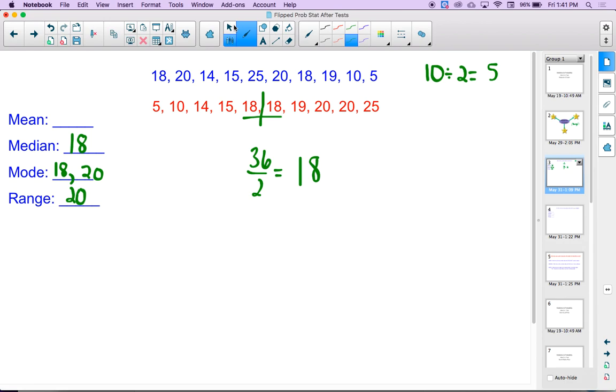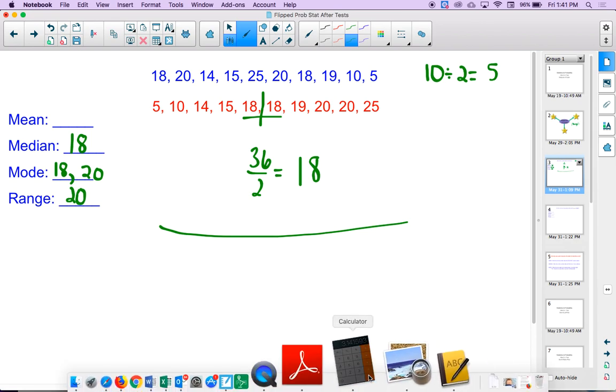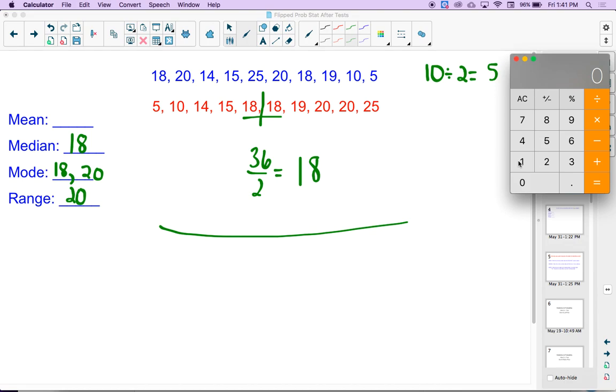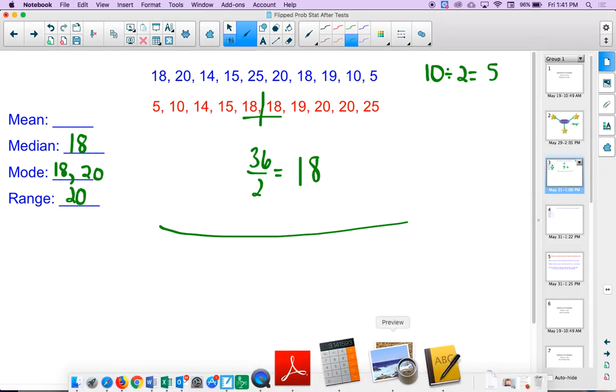Last but not least is the mean. Now when I do the mean, I'm going to allow you to use a calculator from time to time. This is one of the times I will let you use a calculator. First thing we're going to do is add together all of our numbers in this set. So that's 5 plus 10 plus 14 plus 15 plus 18 plus 18 plus 19 plus 20 plus 20 plus 25. Now here's how I use a calculator. I get that number and then I write it down. I believe it was 164.